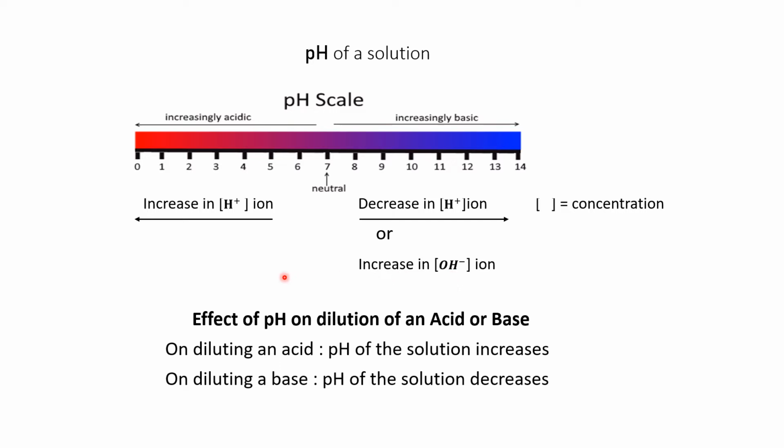Now let us see what happens if the acid or base is diluted. So the effect of pH on dilution of acids and bases. On dilution of an acid, the pH of the solution increases. On diluting a base, the pH of the solution decreases. Okay, so these are just opposite of each other. On dilution of acid, the pH increases, whereas on dilution of base, the pH decreases.